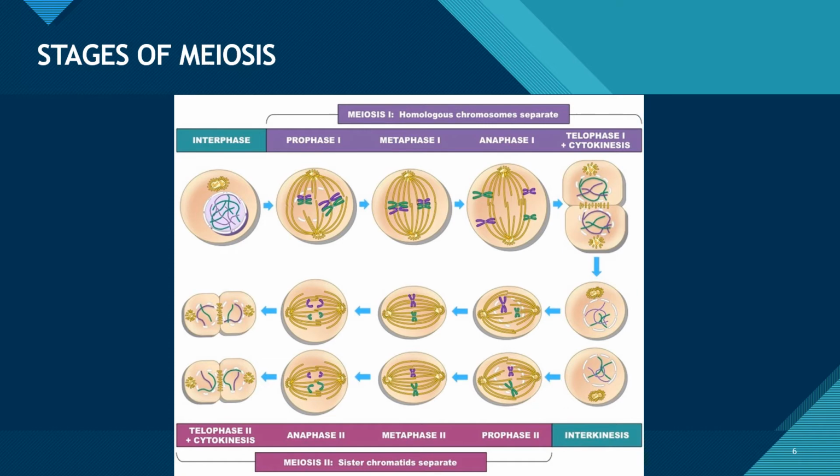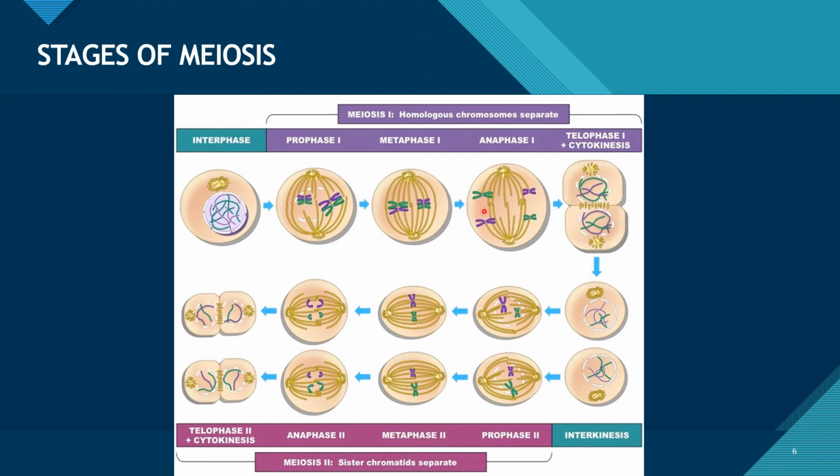Next, we move to anaphase one. So what happens in this phase is that the homologous chromosomes are pulled to each their own centromeres. So they're pulled apart by the centromere to the opposite poles. So these ones are pulled over here, and these ones are pulled over here to the opposite poles. But the sister chromatids remain attached.